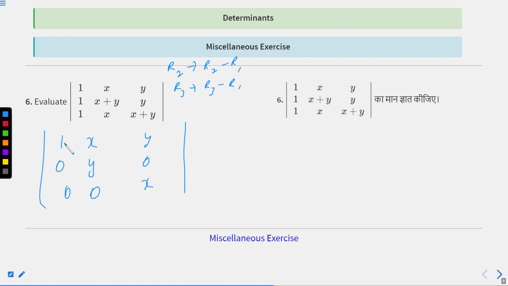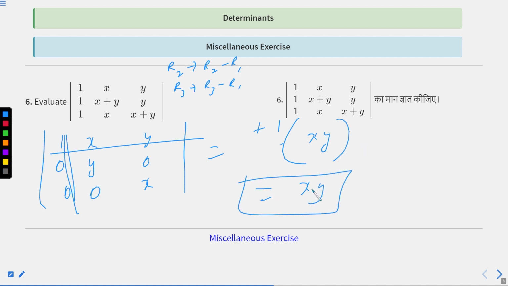You will get your answer. So let's see. Expand along this column. The determinant is equal to plus 1 minus 0 plus 0, so this will directly vanish. You have to eliminate this column and this row. Your determinant will be just x, y. So see how quickly you have evaluated your determinant.